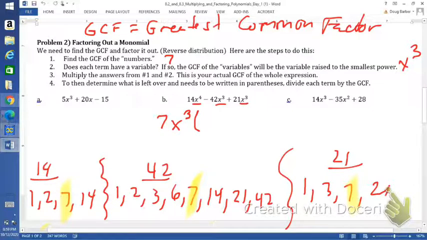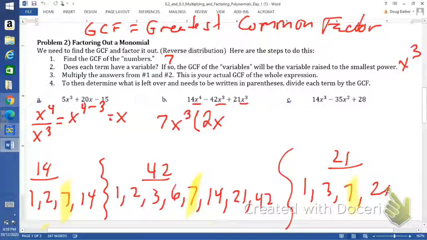To then determine what is left over and needs to be written in parentheses, divide each term by the greatest common factor. So we have 14x to the fourth divided by 7x cubed. Alright, so divide the coefficients first. 14 divided by 7 is 2. And then you have an x to the fourth divided by an x to the third. When you're dividing powers with the same base, you subtract their exponents. So this is going to equal x to the 4 minus 3, or x to the first, or just x.